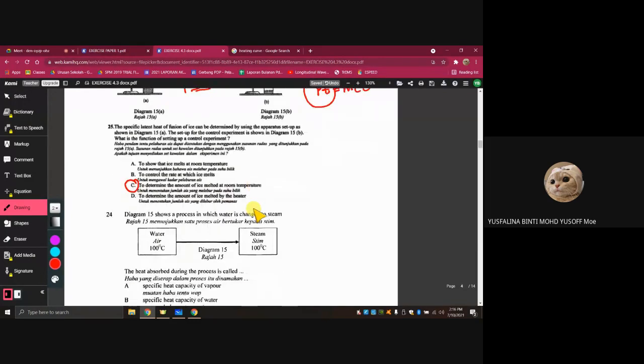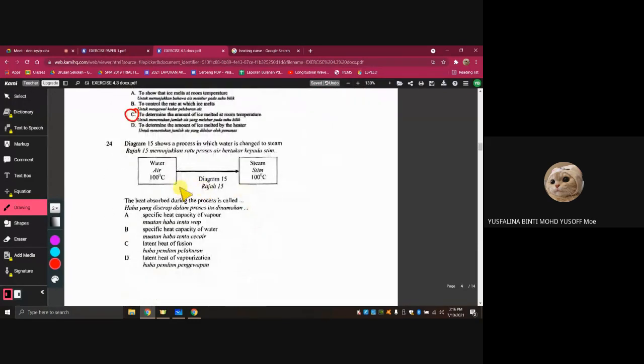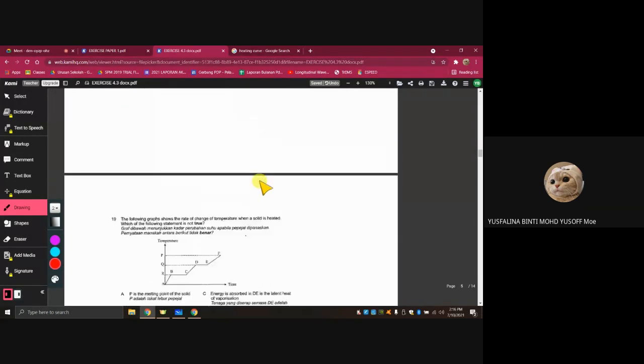Another one, number 24. This is water to steam, so this is liquid to gas. Liquid to gas is the latent heat of vaporization. Notice there is no change in temperature. No change in temperature means latent heat. If there is a change of temperature, that one is a specific heat capacity.